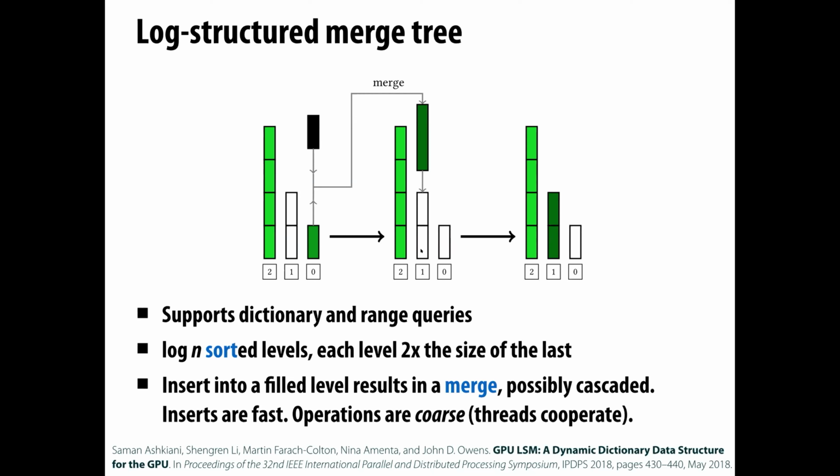So it may be that when you merge, it cascades all the way up, but eventually you're going to reach a stage where there's empty space and it's going to land there. And there's again, some nice guarantees on what the amortized cost of insertions are. But insertions here are very fast because all you're doing is merges, and you can make a sorted merge very fast. And in this data structure, operations are coarse, and that all the threads are cooperating to insert a chunk at a time.